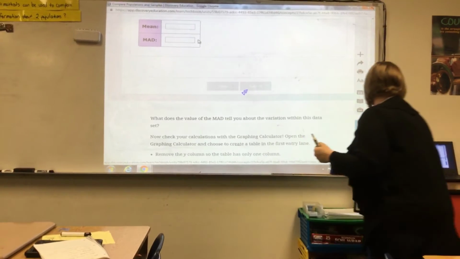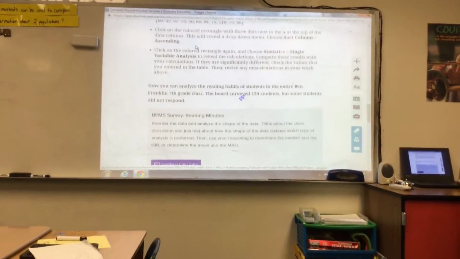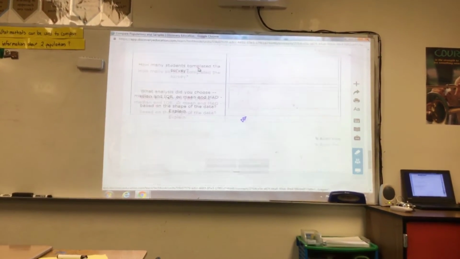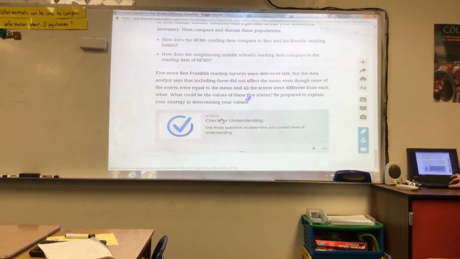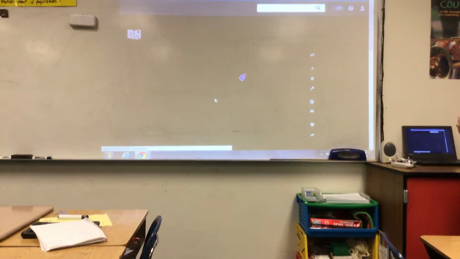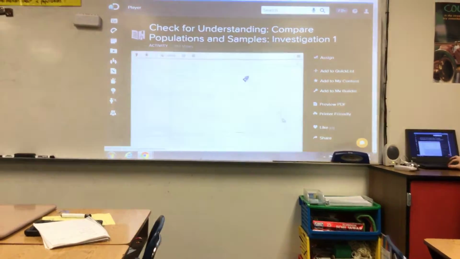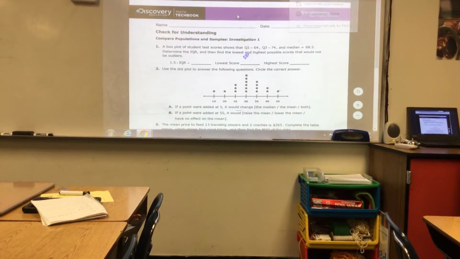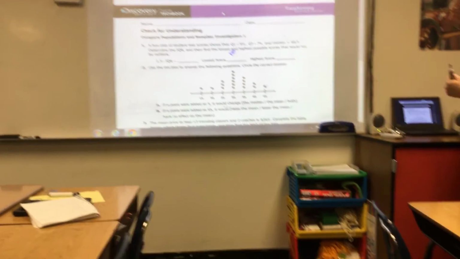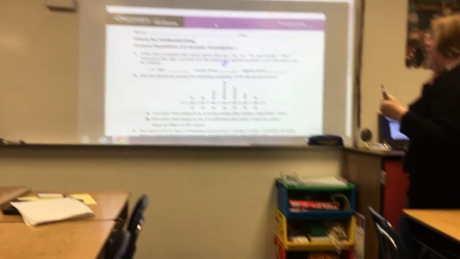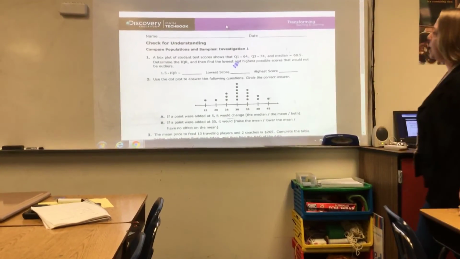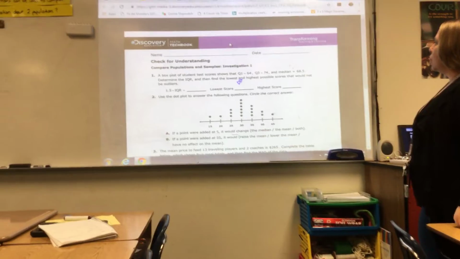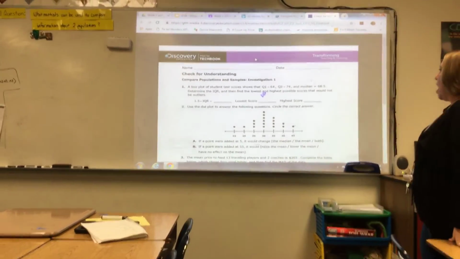I have one last little thing that I want to show you. And I got to scroll down here. We're going to skip all this graphing calculator stuff. And then you should have a paper that looks like this. Okay? So, a box plot of student test scores show that Q1 is 64, Q3 is 74, and the median is 68.5. Determine the interquartile range and then find the lowest and highest possible scores that would not be outliers.